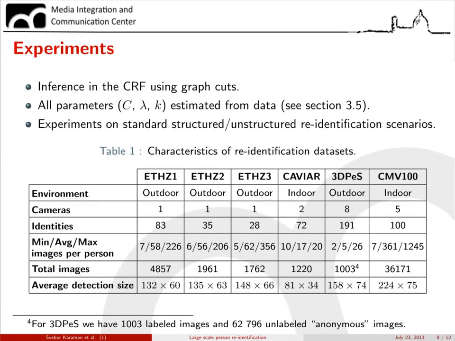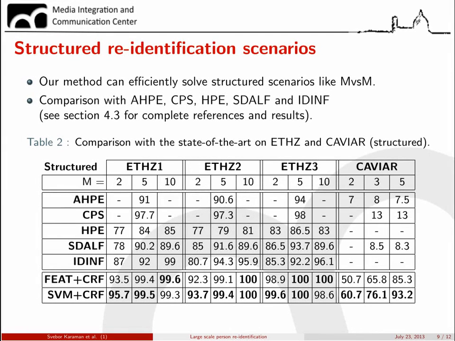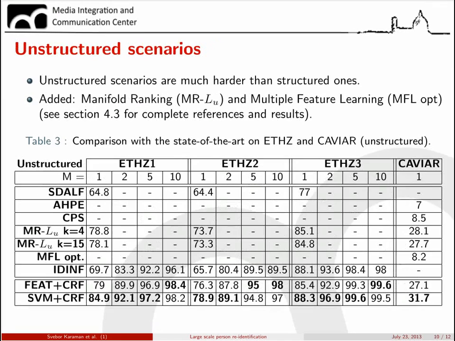We performed an extensive set of experiments in order to probe the effectiveness of our approach on structured and unstructured re-identification problems using a variety of standard publicly available data sets. Note that all parameters in our approach are directly estimated from the data as described in section 3.5 of the paper. In a first set of experiments, we demonstrated the effectiveness of our approach on structured re-identification problems. In such cases, instead of using nearest neighbors, we use the given group structure of gallery and probe image sets to define the topology of the CRF. In this table, our results are given in the last two rows, and we see that we significantly outperform the state-of-the-art in all configurations on all considered datasets.